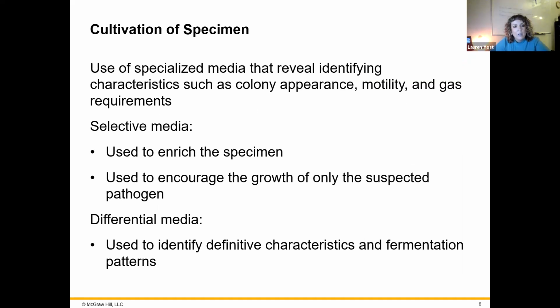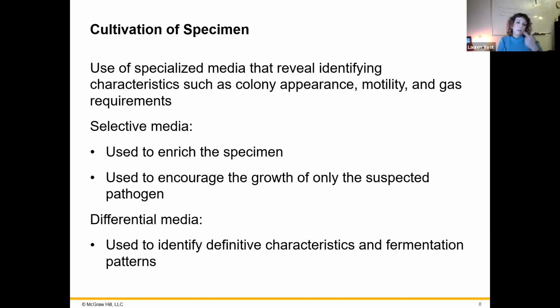So selective media, we can use this to enrich the specimen. Some things will be able to grow and some things won't. So if we suspect that it is a gram-negative enteric that's causing the problem, something like E. coli, we might grow it on an EMB or MacConkey agar, something that will favor gram-negative organisms and even enterics in comparison to gram-positive organisms, which could be infiltrating the sample as well. So that could help us achieve isolation even faster.